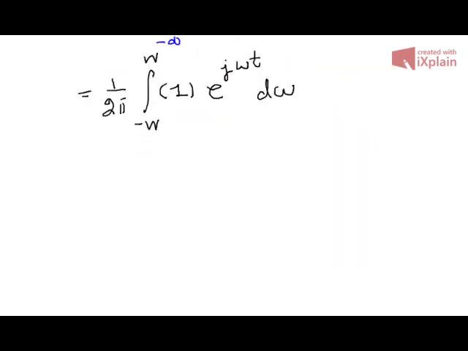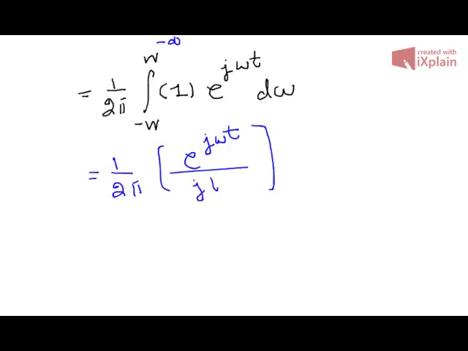Now solve this integral. This would be 1 over 2 pi, and it would be e raised to the power j omega t over j times t, because the variable is omega now, and the range is minus W to plus W, right? We are integrating it by keeping in mind that the variable is omega, not t.